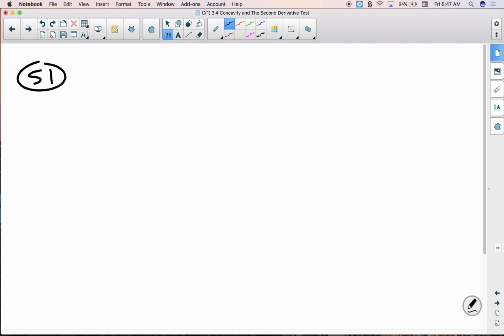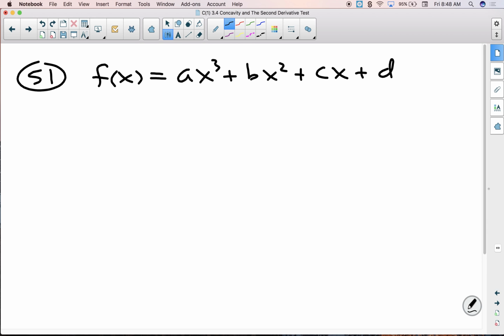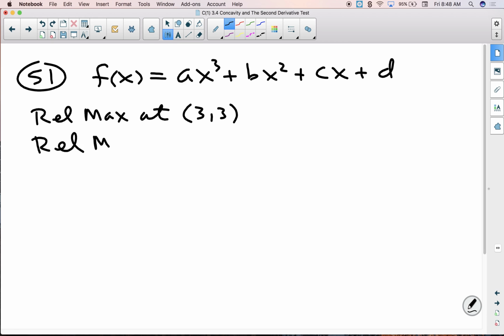Starting here. He wants you to find the coefficients of this function. It's a cubic, ax cubed plus bx squared plus cx plus d. By the way, in my opinion, this is a very AP-like question. He wants you to find the coefficients that satisfy these indicated conditions. He wants a rel max at 3,3, a rel min at 5,1, and an inflection point at 4,2.